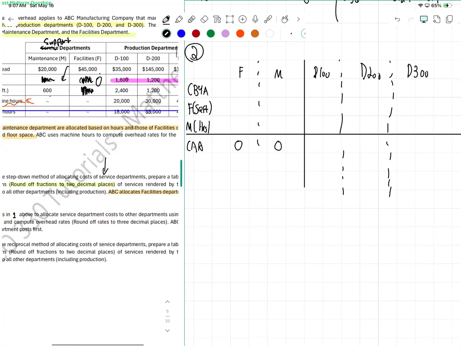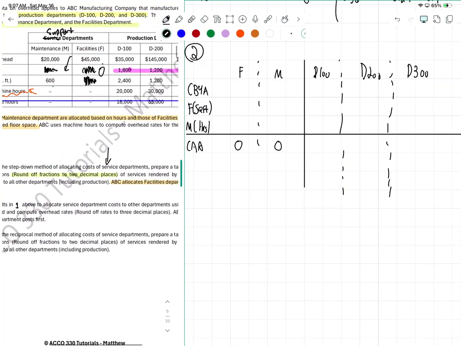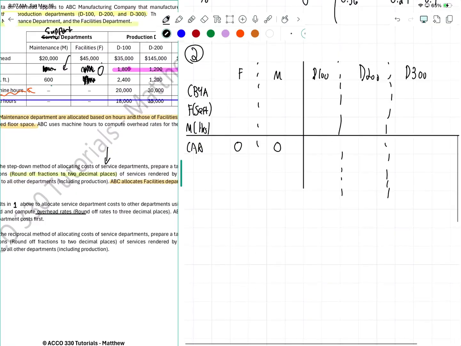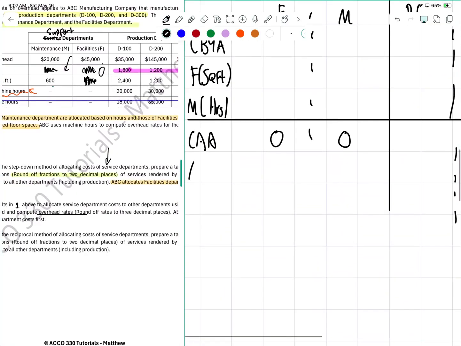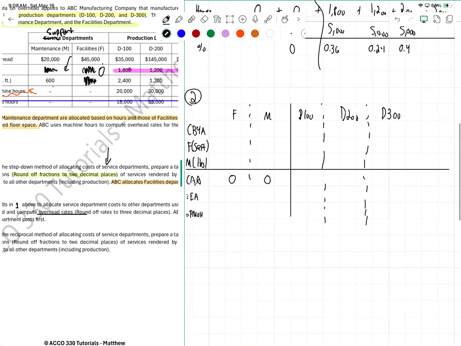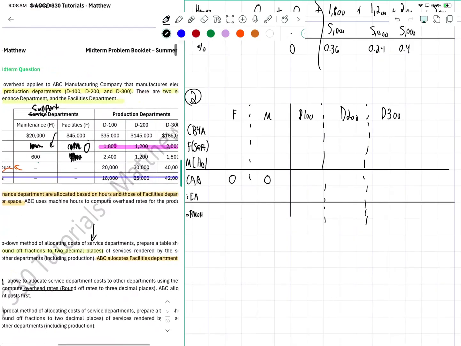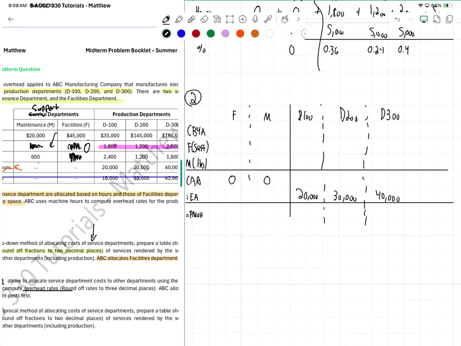Now, they also want you to calculate the overhead rate, right? So look here. They also want us to do overhead rates. So what we're going to do is take our cost after allocation and divide that by our expected activity. And that will give us our PMOH. Now, remember, guys, your overhead rate is only for the operating departments because they make the product. And we can actually just put in those budgeted hours now. We got 20,000, 30,000, and 40,000. So 20,000 for D1, 30,000 is the budget for D2, and 40,000 for D3. I hope that's okay with everyone.